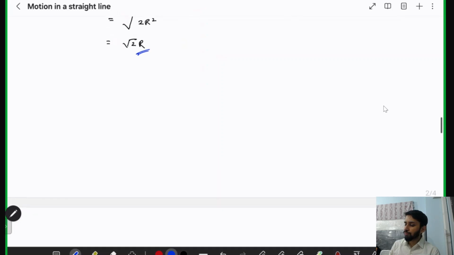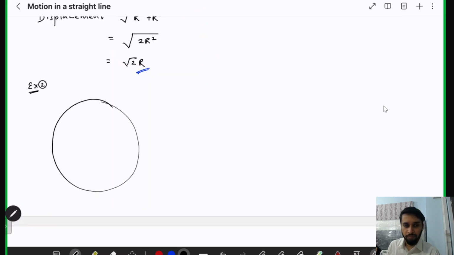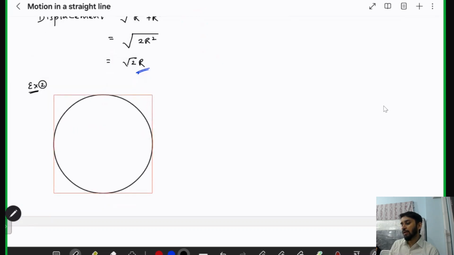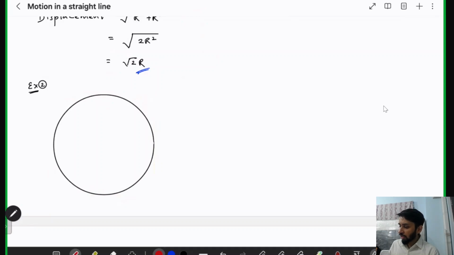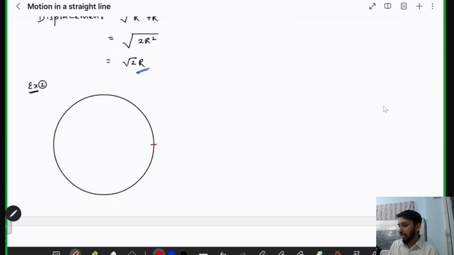Example 2. Another similar example I'm going to take here. So in example 2, what happens? Suppose you have a circle, something like this. Now suppose an object goes from point A to point B along the circular path.